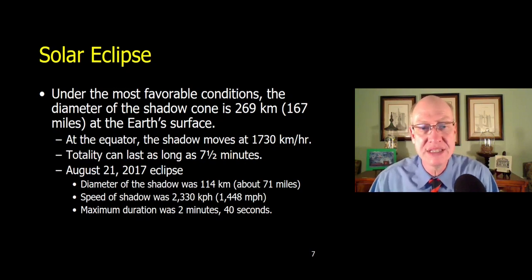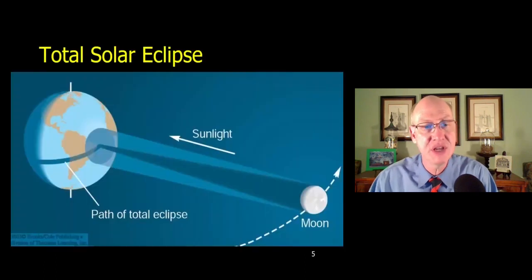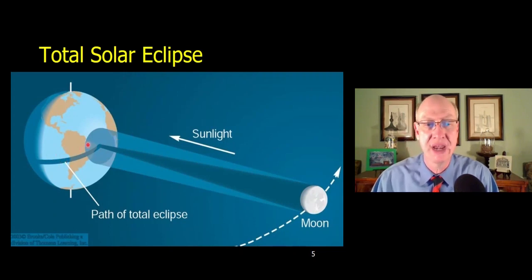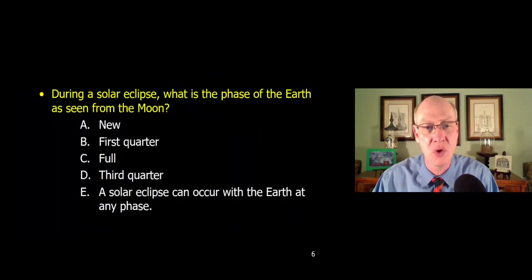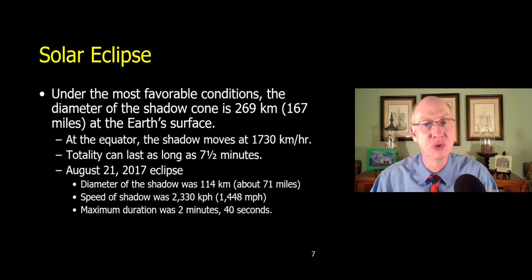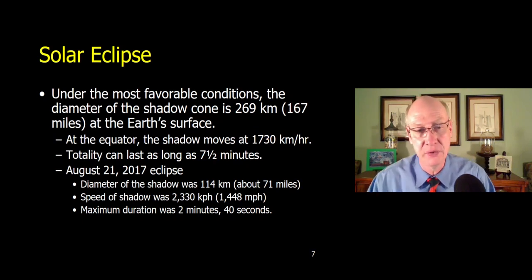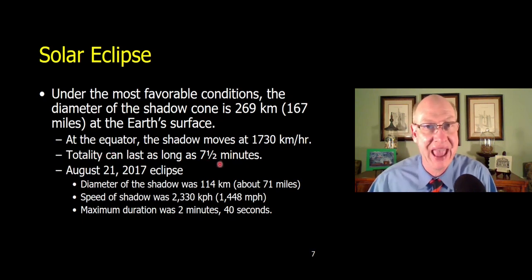In fact, one of the reasons that it's moving this slowly is because the rotation of the Earth helps us out. The moon is orbiting the Earth, so the moon's shadow is going very quickly this way. Fortunately, the Earth is also rotating from west to east, and that Earth's motion helps keep you inside the shadow a little bit longer. But the shadow is moving as slowly as 1,700 kilometers an hour. That's over 1,000 miles an hour. Well, you can do a little bit of math there. It's moving at over 1,000 miles an hour. The shadow cone itself is only 167 miles in diameter. And that means that on Earth, totality, the longest that a total solar eclipse can last is 7.5 minutes.